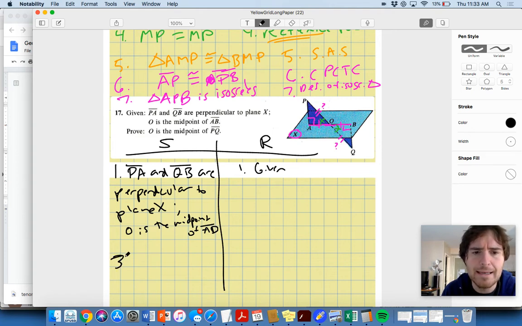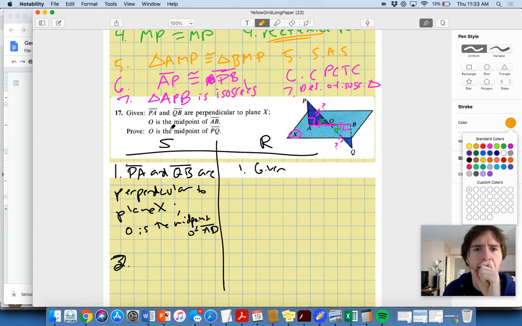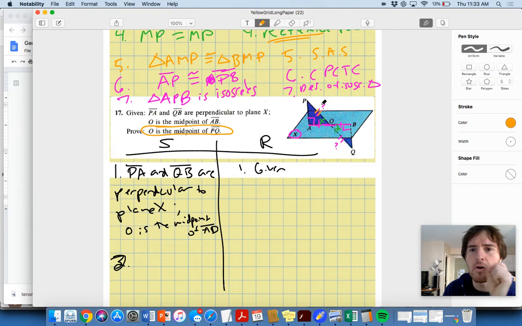Thinking backwards here, I want to get O is the midpoint of PQ. So we have to think about how I can prove that. How can I prove that O is the midpoint of PQ? Well, if I knew that those two segments were congruent, good to go. O would meet the definition of midpoint of segment PQ. So if I get those two triangles congruent, we're good to go. And I think I've already marked it up. I'm going to get them congruent by ASA.